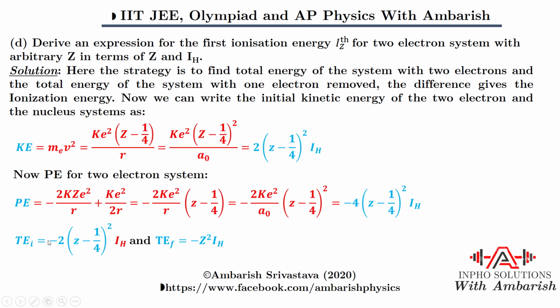Okay, so this is simple, same kind of terms coming. So this is minus 2 (Z minus 1 by 4) whole square times the ionization energy of the hydrogen atom. And this is the initial energy of the two electron system. Now what about the final energy of the two electron system? Finally one electron is knocked out, so we are left with just one single electron, and that's the standard problem.